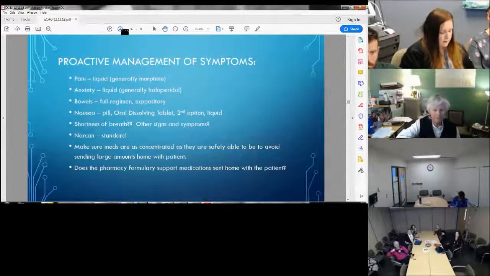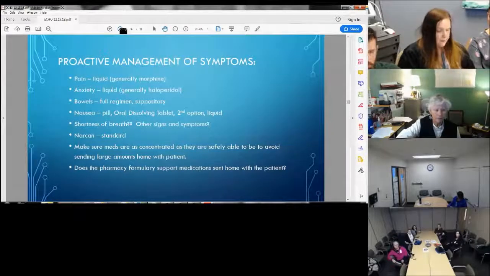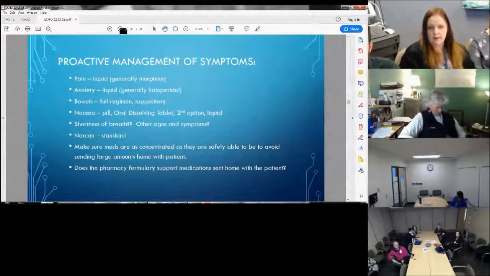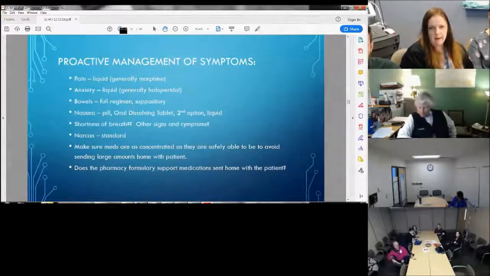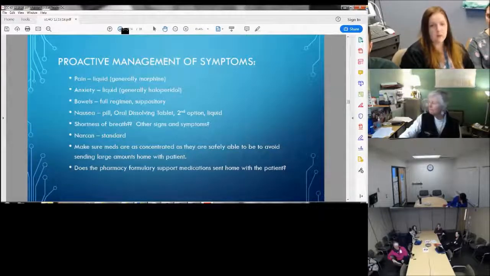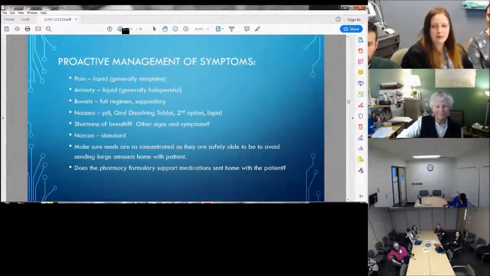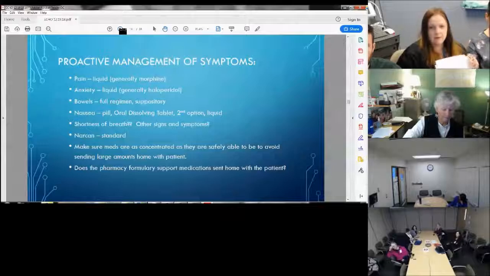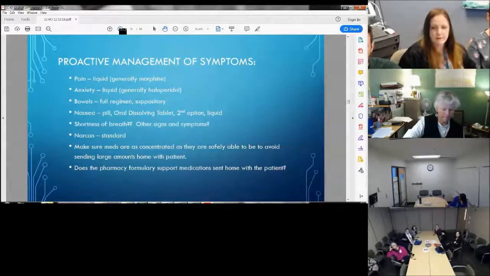And then, does the pharmacy formulary support medication sent home with the patient? This is huge. A lot of our village pharmacies are really limited to the narcotics that they carry on hand. A lot of it is liquid morphine, and typically a lot of our patients get discharged home from the hospital not on liquid morphine. So that's a big, huge factor. And I think it's also a lack of knowledge between our inpatient and our outpatient villages.